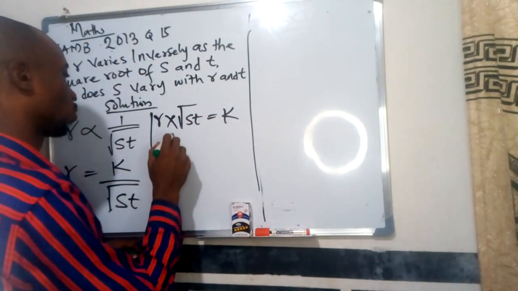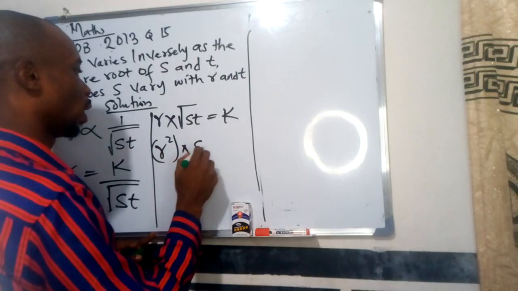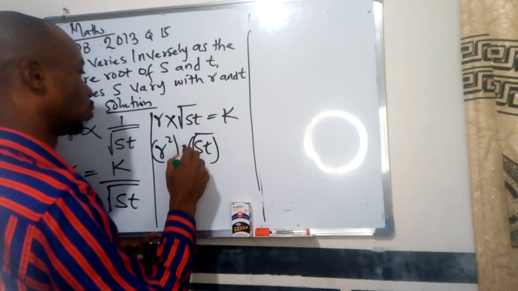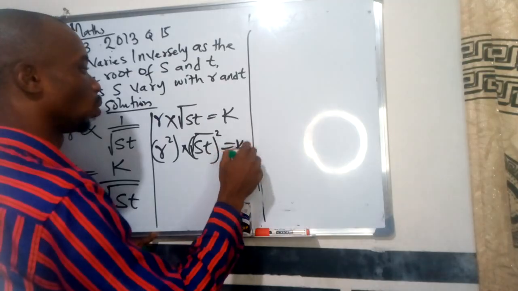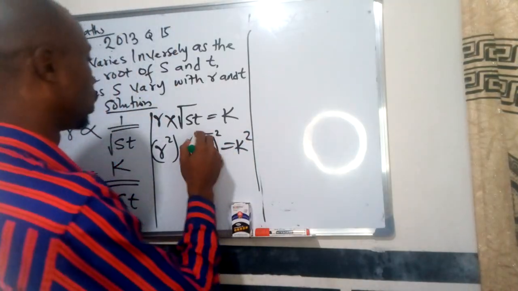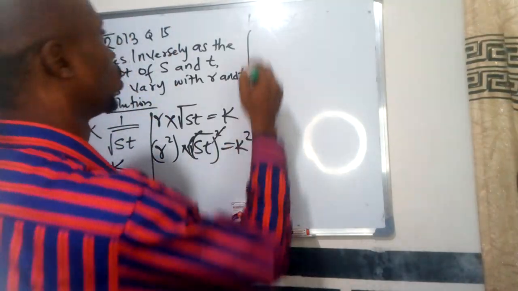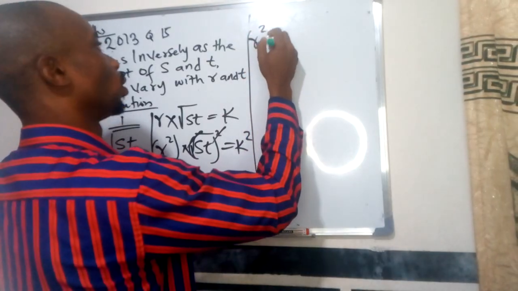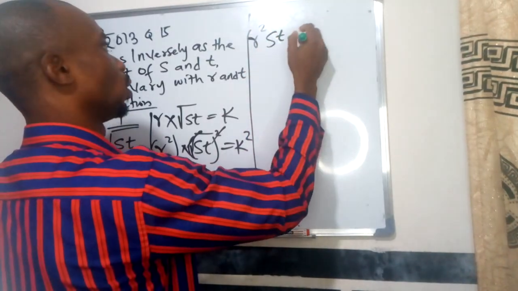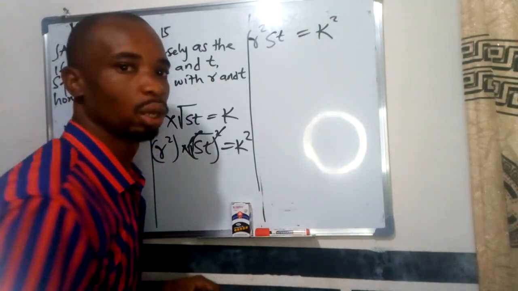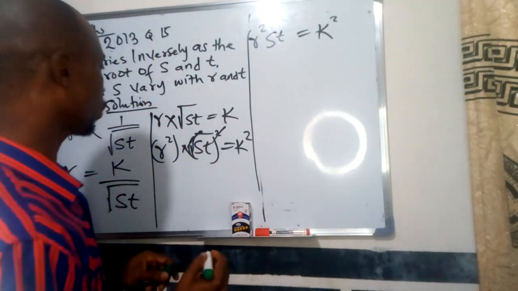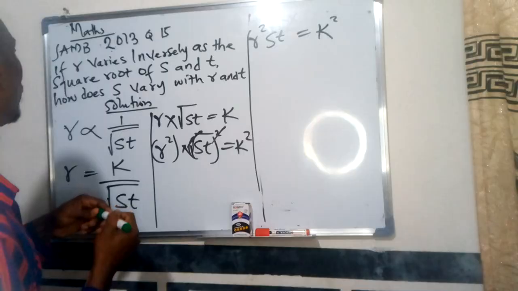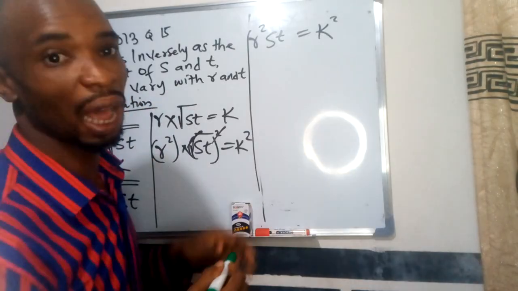So we have r squared times the square root of st squared, and also k squared. Now this will cancel this, right? So you have r squared st is equal to k squared. Right? Now they are asking you, how does s vary with r and t?